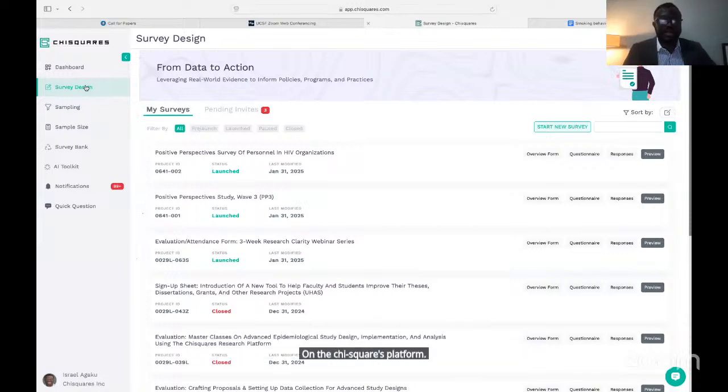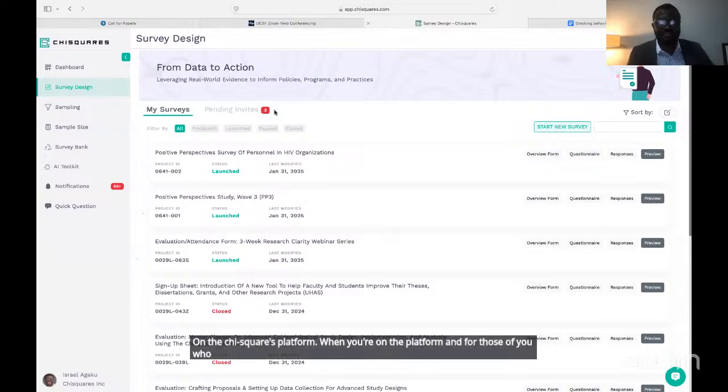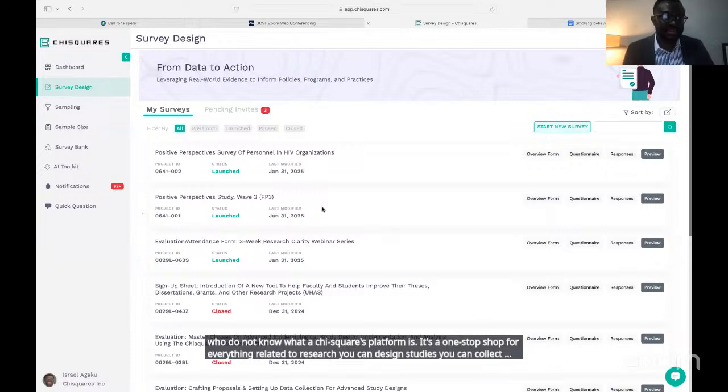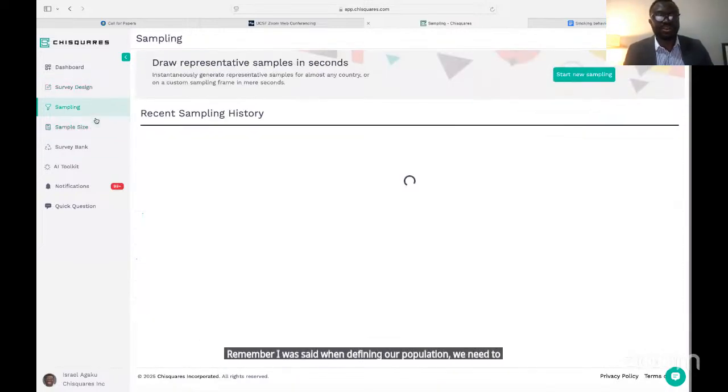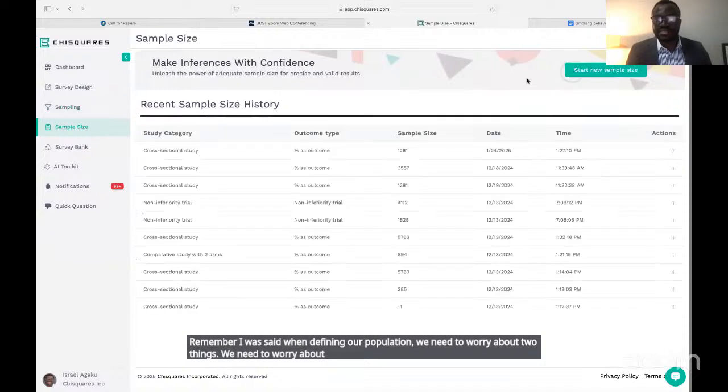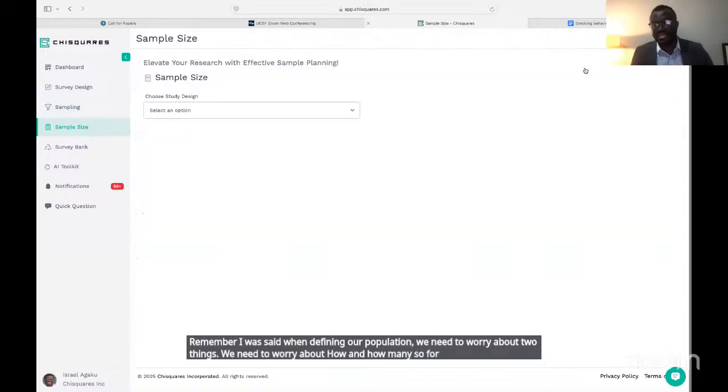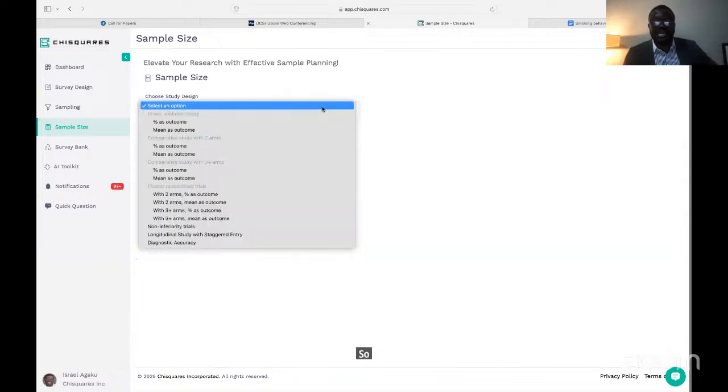So when you're on the platform, and for those of you who do not know what the Chi-Squares platform is, it's a one-stop shop for everything related to research. You can design studies, you can collect data, analyze data, and many other things. All right, so remember I said when defining our population, we need to worry about 2 things. We need to worry about how and how many. So for the how many, that is the sample size we're talking about. So we need to calculate sample size for our study.